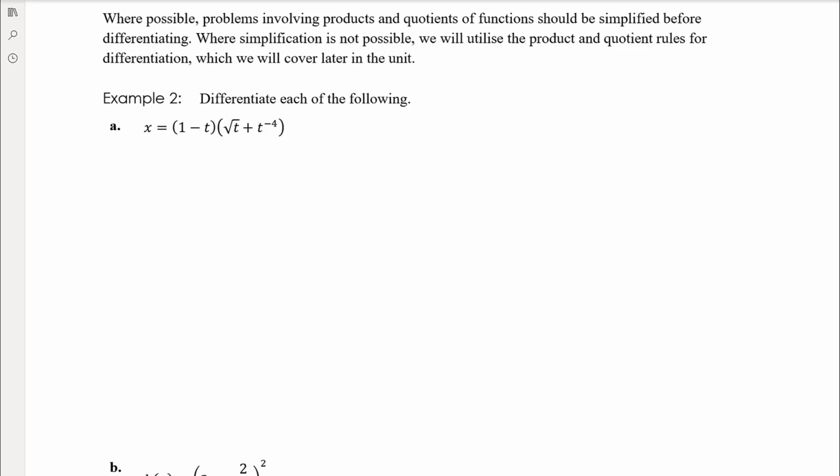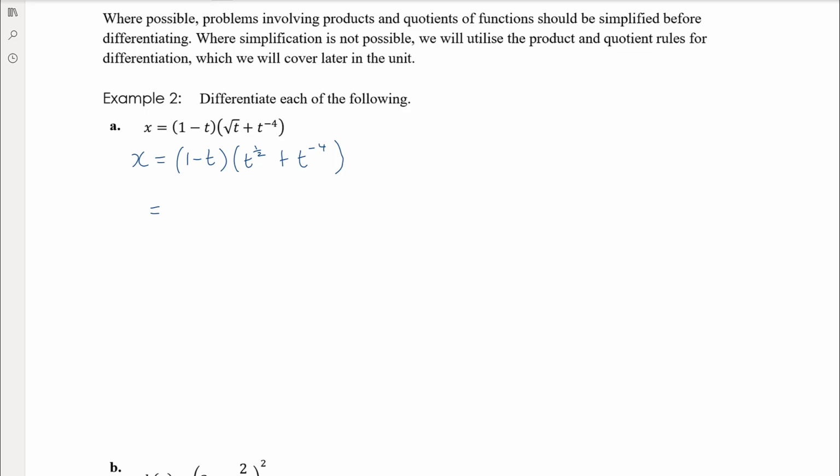Okay, so we're going to expand these brackets. We've got a bit going on here. I might also, before I do that, just write this as, so it's still equal to x. We haven't differentiated. I'm just going to write this as t to the power of a half. And this is already t to the negative 4, so that's fine. Okay, so let's expand out the bracket. So again, we're not differentiating yet. It still equals x. Doesn't equal dx dt.